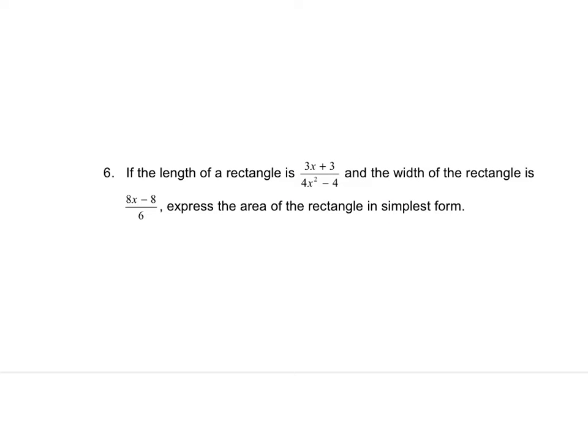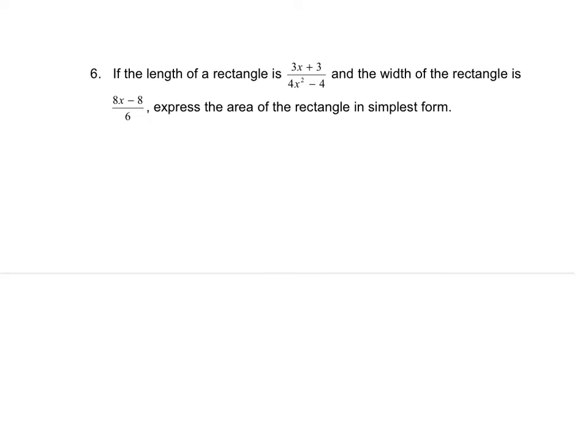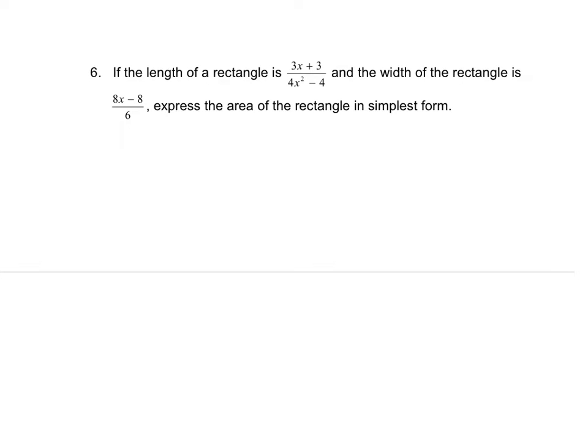I like number 6 because it's a word problem. So if the length of a rectangle is 3x plus 3 over 4x squared minus 4, and the width of the rectangle is 8x minus 8 over 6, express the area of a rectangle in simplest form. Okay, let's talk about what it is to find the area of a rectangle. Area of a rectangle is nothing more than take the length and multiply it by the width.